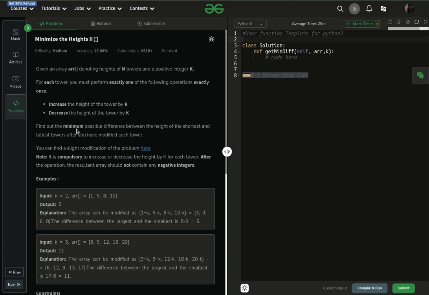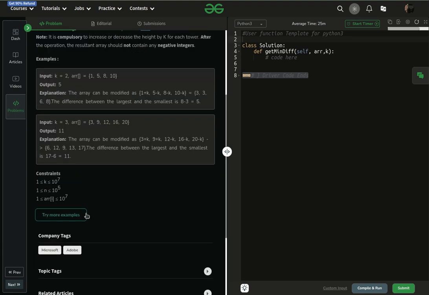So let's take this example, where k is equal to 2, and we have the array 1 5 8 10. So these numbers are the heights of the towers. Then we have to find the shortest tower and the tallest tower, then take the minimum of this difference. Okay, so let's take the example.